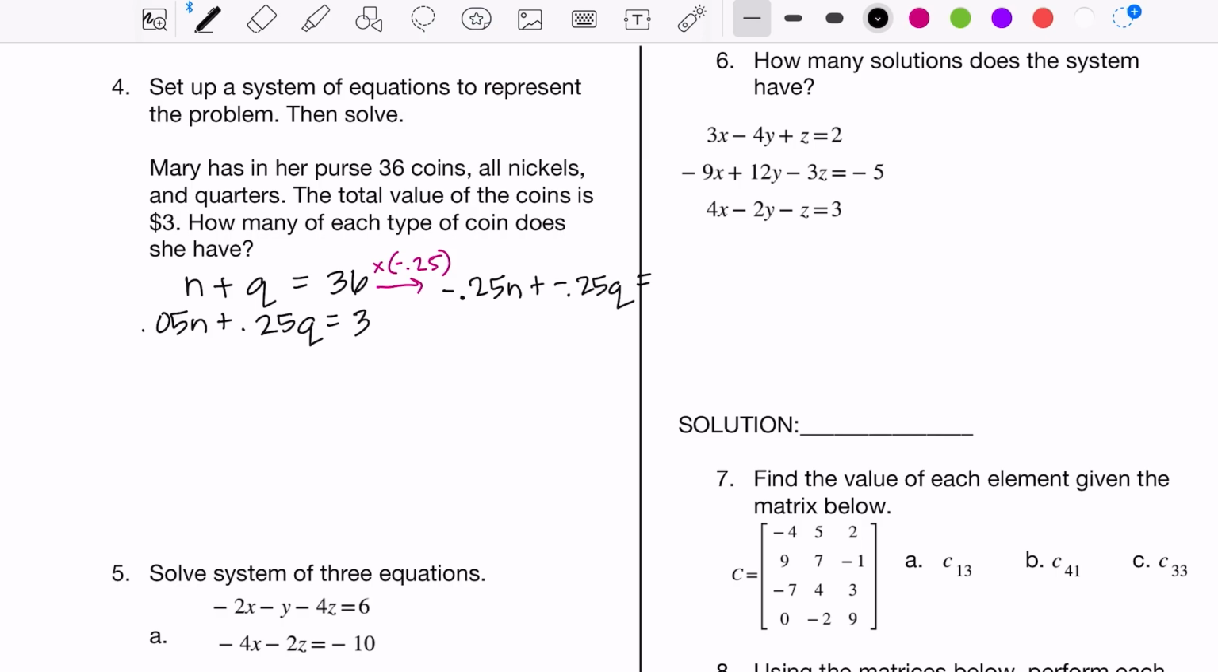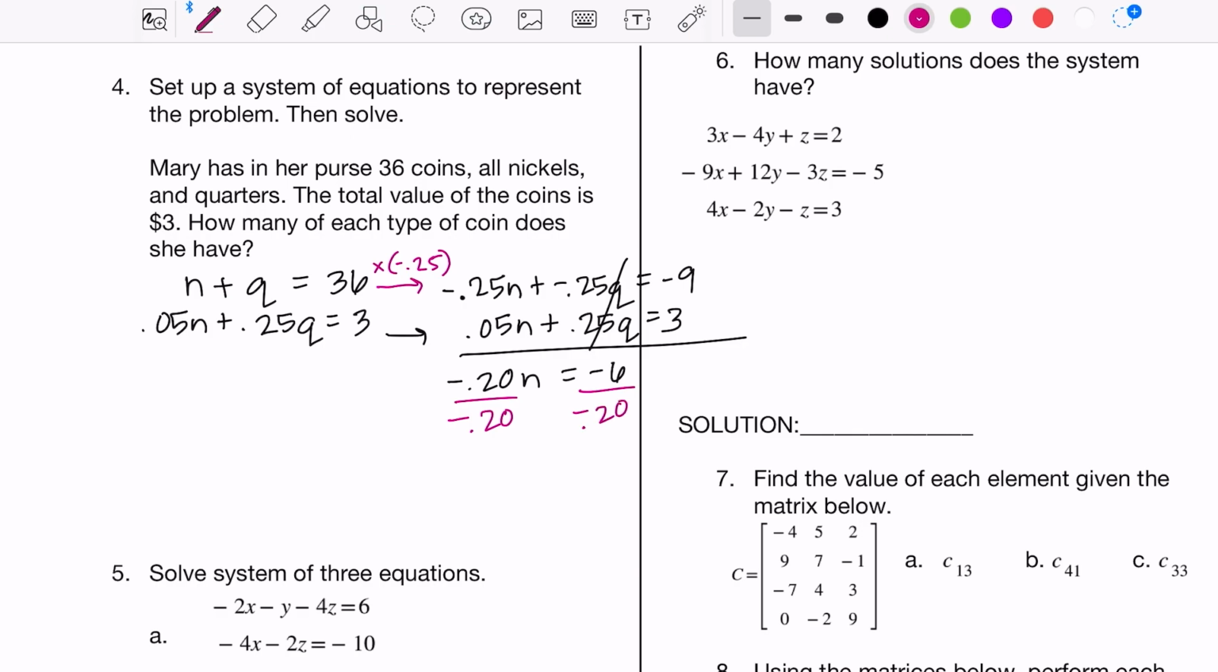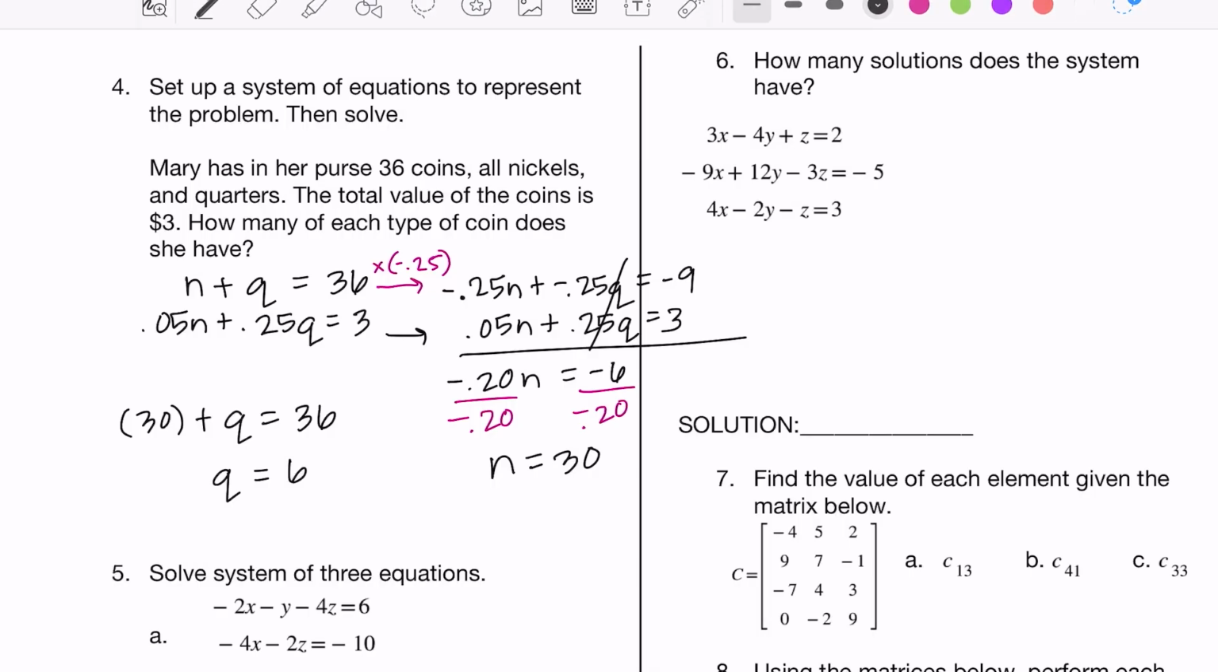And 36 times negative 0.25 is negative 9. This one's just going to carry over. The q's are eliminated. This is negative 0.20n. That's negative 6. Divide by negative 0.20. And then we get that n equals 30. So she has 30 nickels. And if we plug that in to the equation, that will let us know that she has 6 quarters.